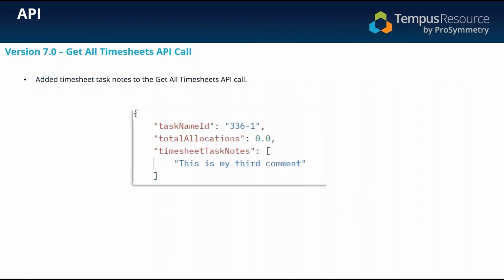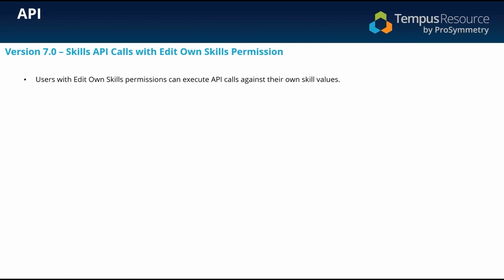We also added one more thing on the timesheeting side. When there is an API called get all timesheets, previously this was not pulling the timesheet task notes associated to the timesheets, and we've made an update so now that information will be able to be pulled and displayed when pulling any of this information.